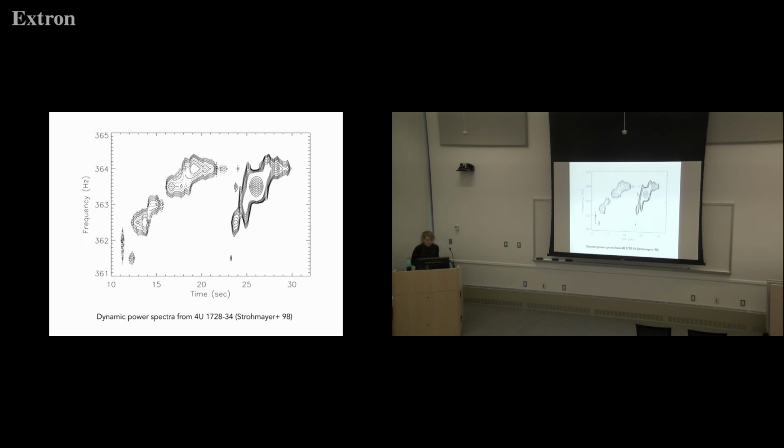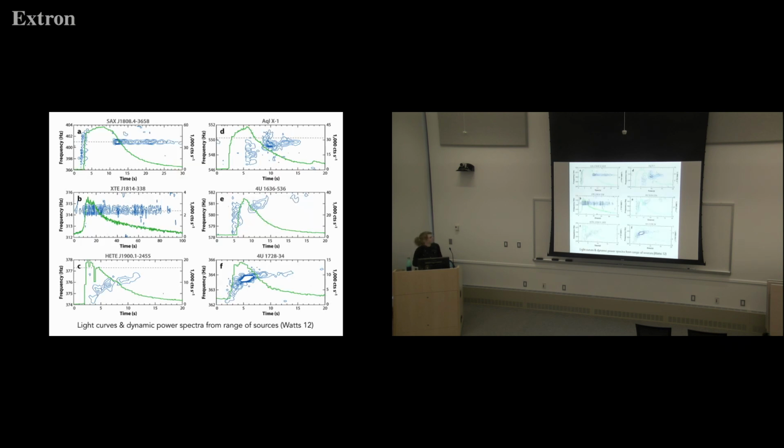But these are quite puzzling, and to show just how puzzling they are, here are a few light curves and dynamic power spectra of several different sources. If we look at the green curves, these light curves, no two of them look the same. Some of them are more spiky, I like to call it, than others. So they have much sharper peaks, whereas this one has a much more rounded peak.